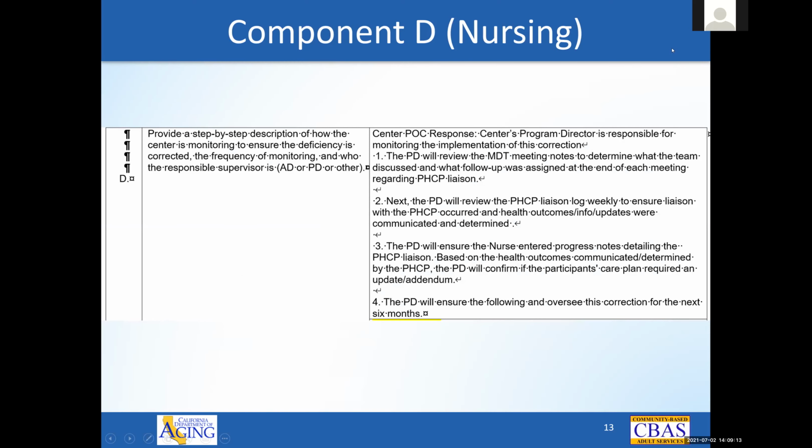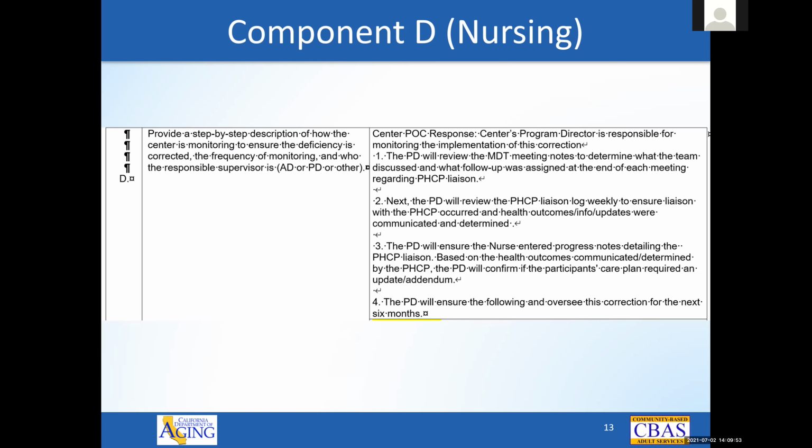In this response, we have the following: the center's program director is responsible for monitoring the implementation of this correction. Step one, the program director will review the multidisciplinary team meeting notes to determine what the team discussed and what follow-up was assigned at the end of each meeting regarding the primary healthcare physician's liaison for the participant. Next, the program director will review the primary healthcare physician liaison log weekly to ensure liaison with the primary healthcare physician occurred and health outcomes, info, and updates were communicated and determined.